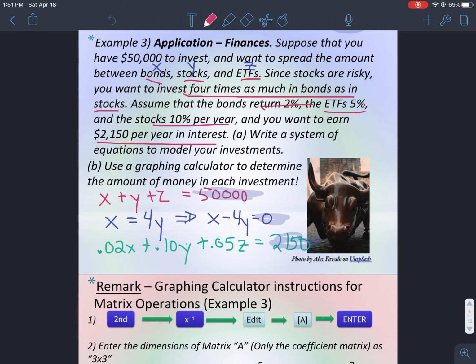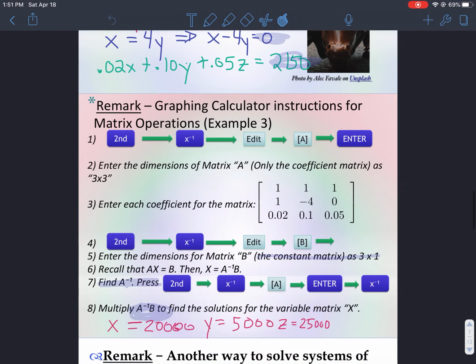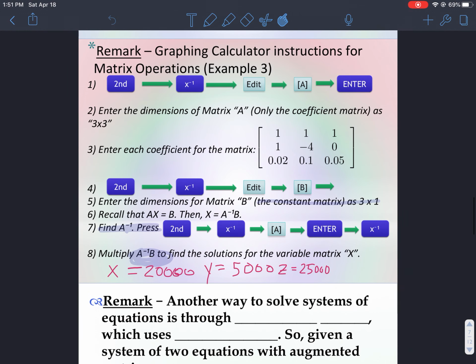This is Precalculus Math Analysis, section number 7.3. We're talking about Cramer's rule. This is part 3 of the notes. So what you are seeing now is what we completed last time. We did an application with finances, and we also used graphing calculators with matrix operations to solve that problem.